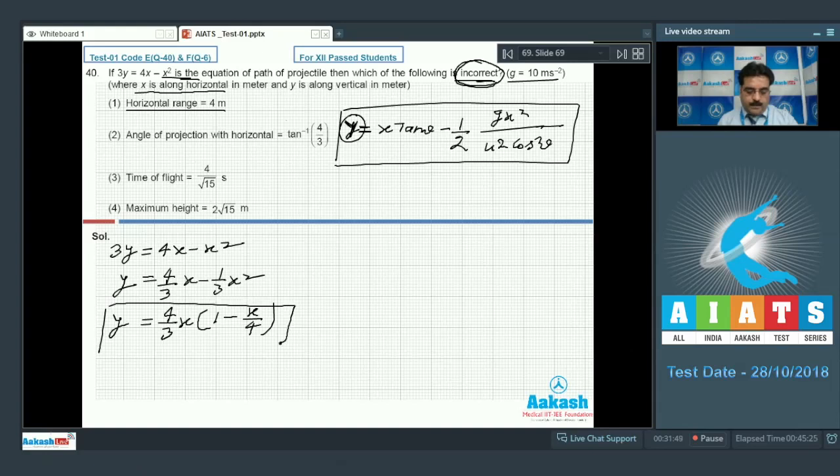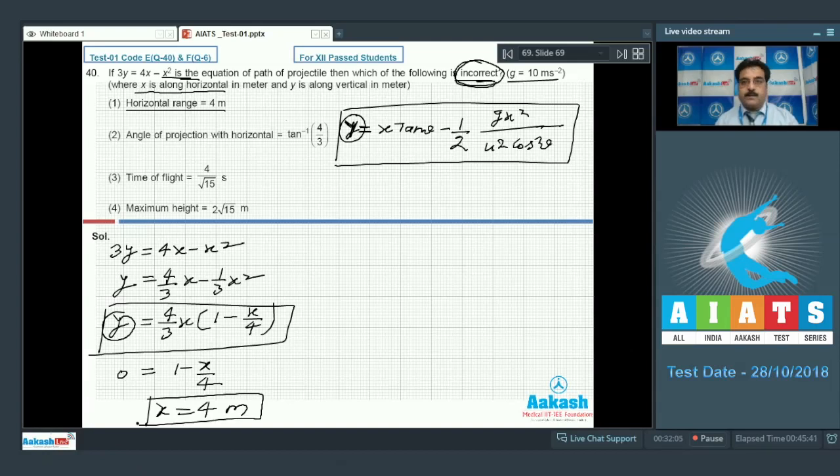If you are looking to find the value of horizontal range, then you can put y equal to 0. You know very well. So when I place y equal to 0, I have 1 minus x upon 4. That will give you x equal to 4 meter, and this is the horizontal range. Right? So now I am going to take x equal to 4 meter. If I read option number 1, it is saying horizontal range is 4 meter. Yes, so this is the correct or true statement. But I need incorrect, so I will check the other options also.